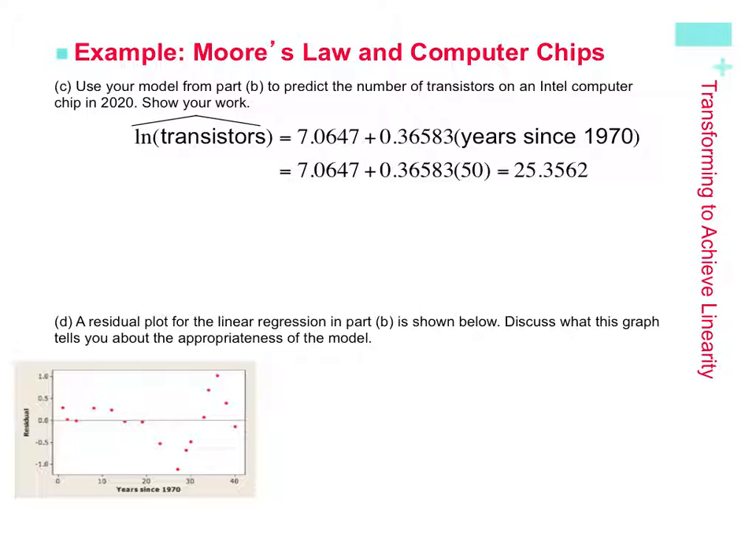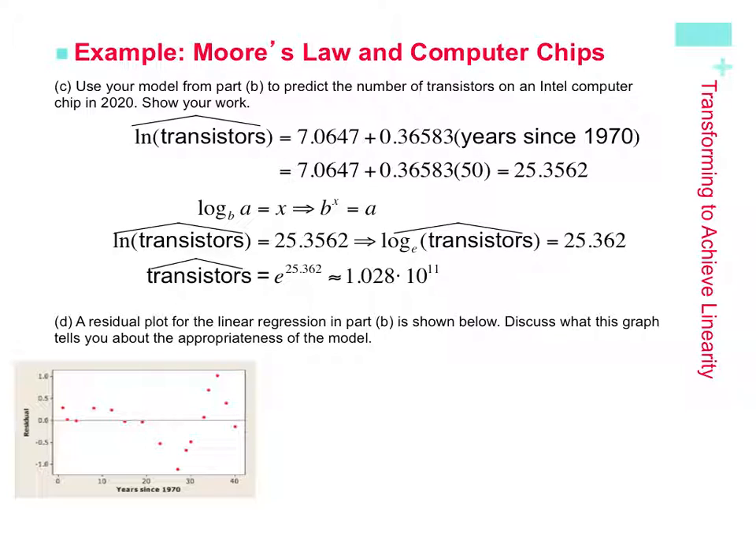So now you have to kind of undo the logarithm to find your predicted transistors, okay? So a natural logarithm has a base of e. So the way that we undo this logarithm is by taking a base of e and raising it to that answer that we found, the 25.3562. So we're going to say about 1.028 times 10 to the 11th transistors.